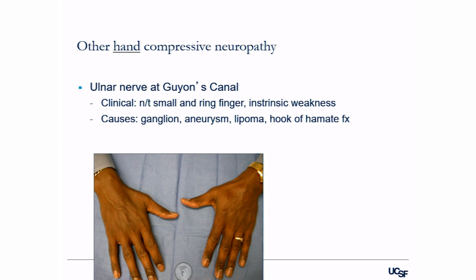The other compressive neuropathy that I mentioned before is Guyon's canal. You can see the patient's hand is the right hand. That's irritation of the ulnar nerve in Guyon's canal, which is just superficial to the median nerve. It's typically caused by a space-occupying lesion. You may see a pseudoaneurysm of the ulnar artery, or a ganglion cyst sitting there. You can see a hook of hamate fracture with edema around it causing ulnar nerve symptoms.